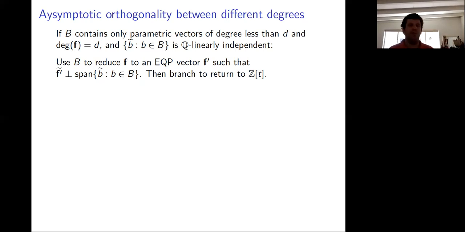Now, this does involve branching, because when we reduce, remember, we're introducing one of these coefficients, which is a floor of a rational function. So when we do this, we have to branch to get back into the ring Z[t] that we like.